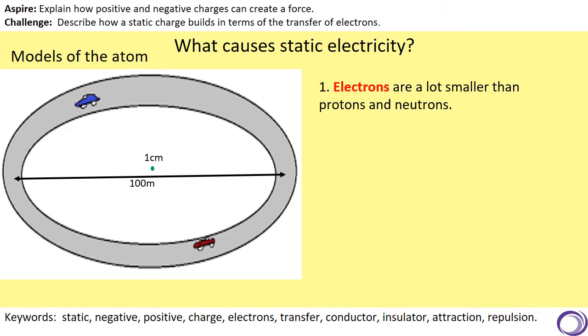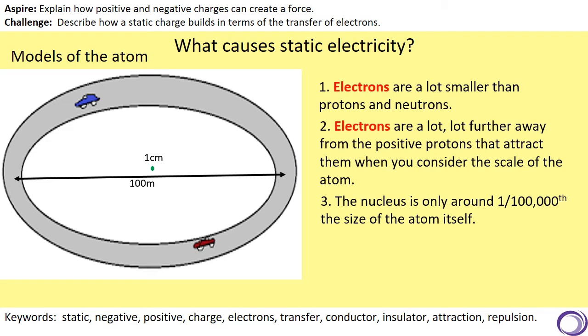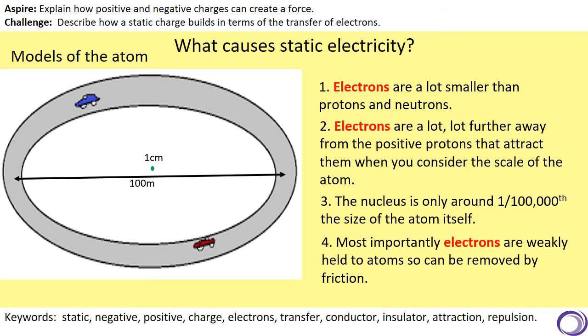So in summary, electrons are a lot smaller than protons and neutrons. Electrons are a lot further away from the positive protons that attract them, particularly when you look at the scale of the atom. And the nucleus is only 100,000th the size of the atom itself. Most importantly then, electrons are really weakly held to the atoms. They can easily be removed. It's very difficult to take protons and neutrons out, but it's very easy to rub off electrons because they're so much further away and weakly held.